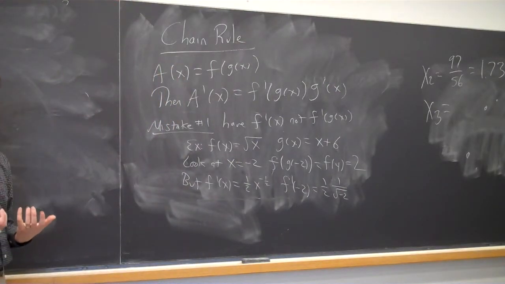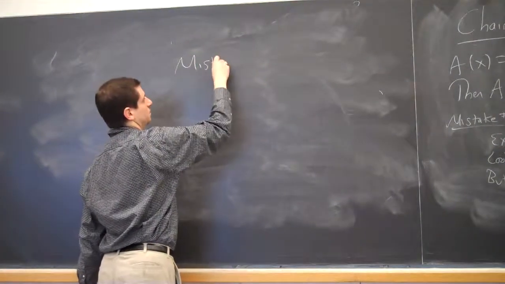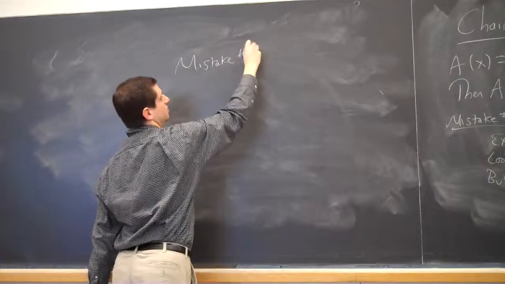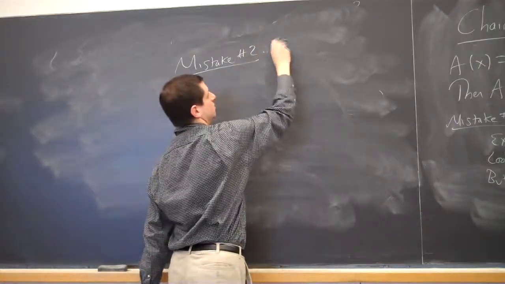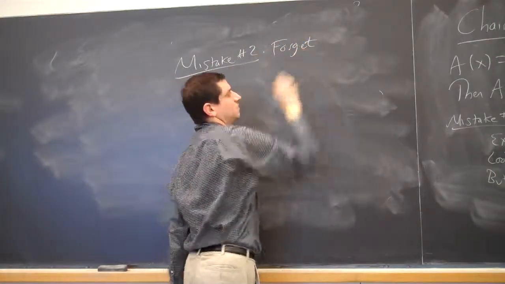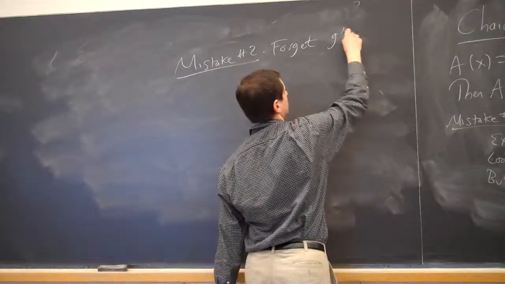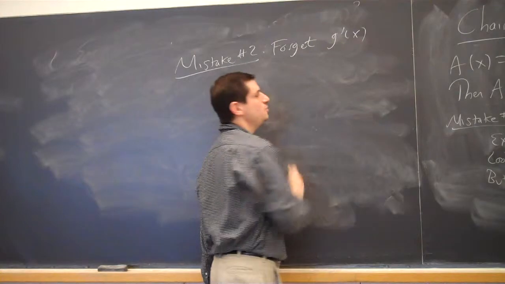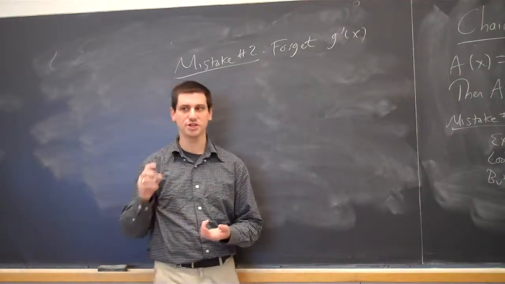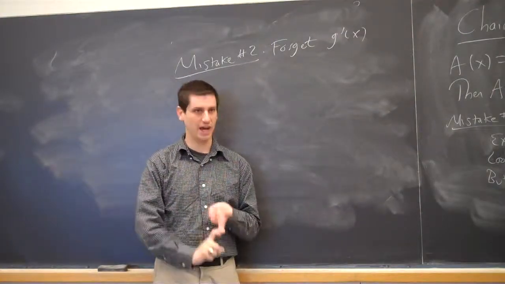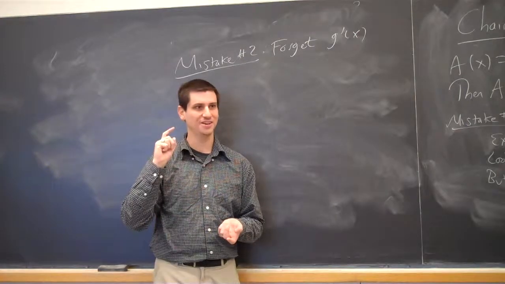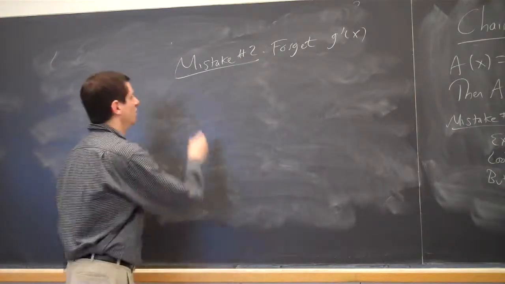Okay? What do you think mistake number 2 is? What do you think people forget? Yes? You forget to add g prime of x. Yes, they forget the g prime of x. I've told you mathematicians are lazy, and mathematicians can basically do 2 things. We can add 0, and we can multiply by 1.